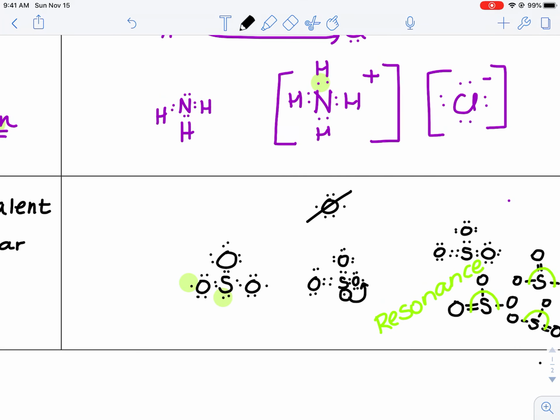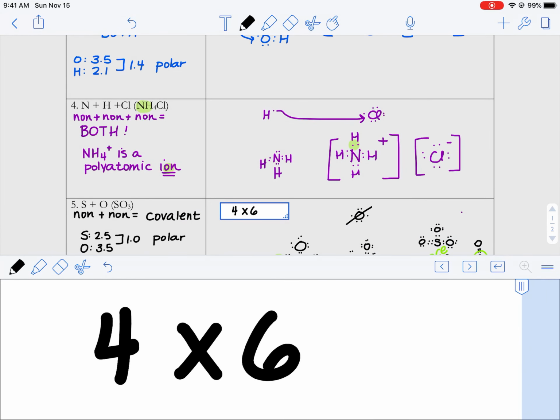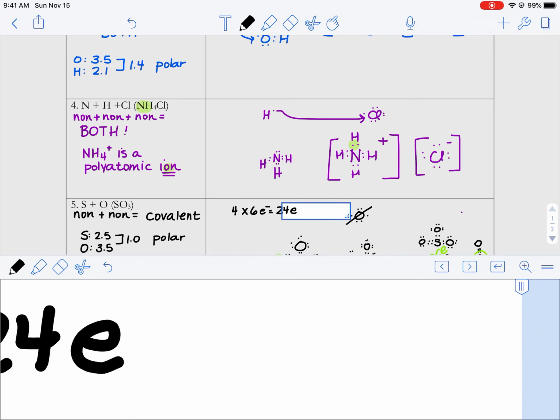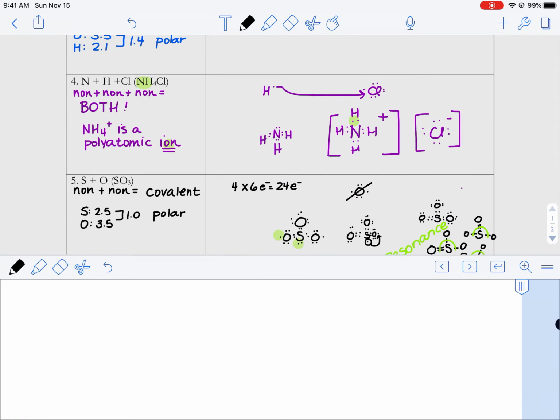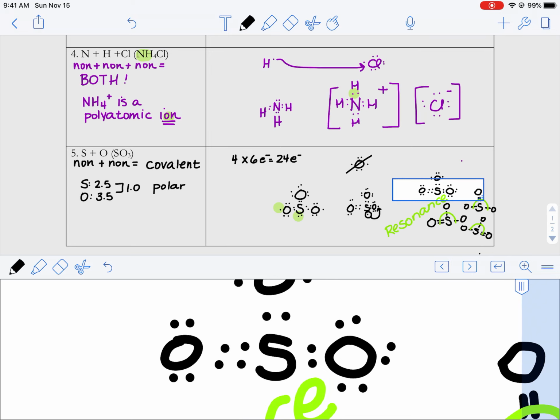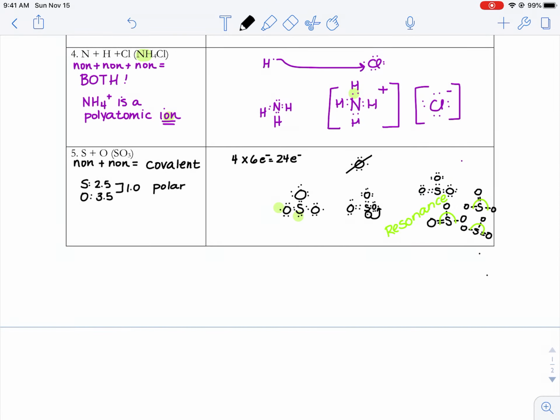Some things to point out: when you're looking at these original puzzle pieces, or another way to think of the Lewis diagrams, here we had 4 puzzle pieces, each of them with 6 valence electrons. So there are a total of 24 electrons that I need to organize, no more, no less. And when you look at our final setup, we do have 24 electrons, no more, no less. And that's how we know that our structure is valid.